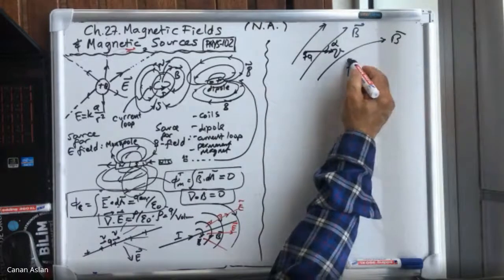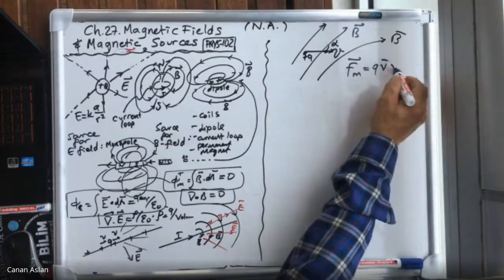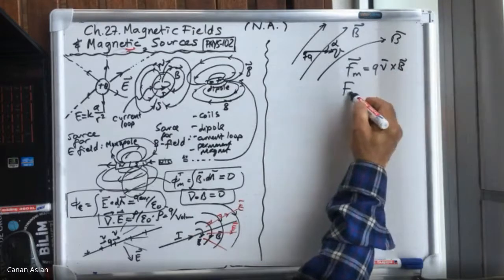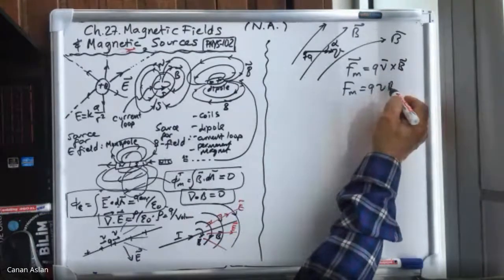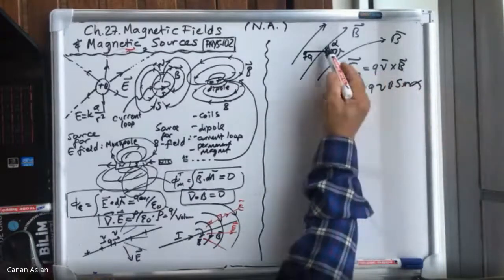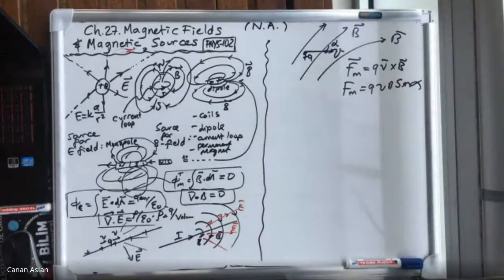The magnetic force then is given as qv cross B. So the magnitude of this is just qvB sine alpha, alpha being the angle between the charge velocity and the magnetic field, not necessarily constant, of course.